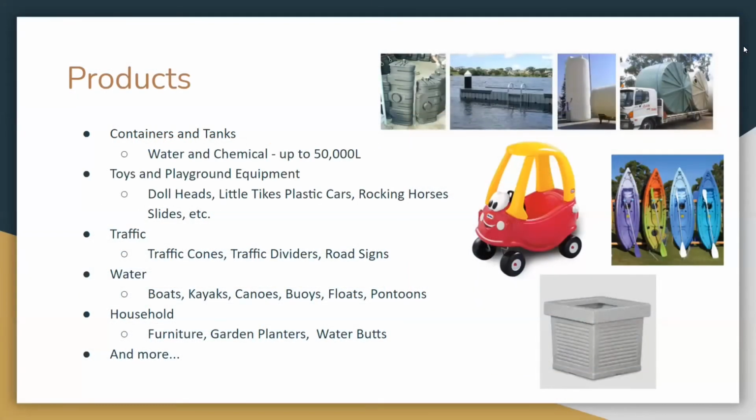Although rotational molding can be used to create a variety of products for many different fields, some of the main products produced using rotational molding include water and chemical containers and tanks, toys and playground equipment ranging from doll heads all the way up to large slides for playgrounds, traffic cones, dividers, and road signs, boats, kayaks, canoes, and other floating devices, and other common household objects.